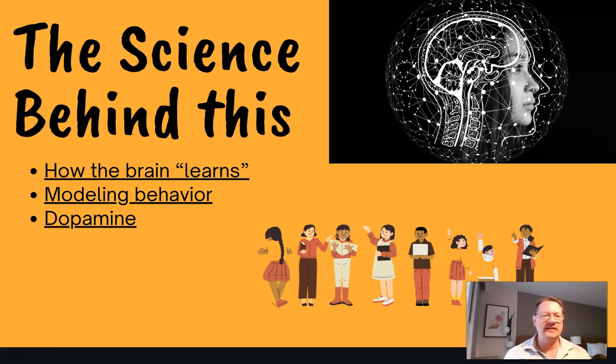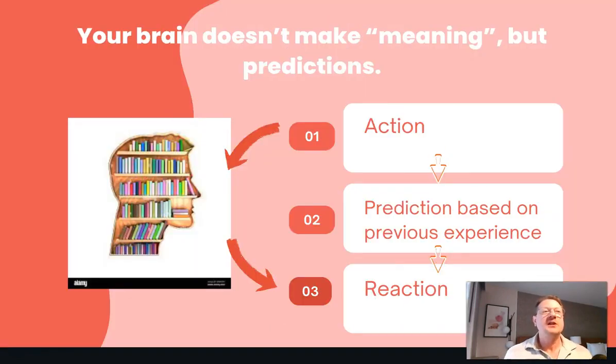Okay, if you haven't seen my previous video on how the brain really learns, it's linked to this slideshow. Please watch that. It'll give you complete, in detail, how the brain really learns. We're going to talk about modeling behavior and the importance of that. If you haven't seen my video on creating an effective classroom environment, please watch that first. It'll completely explain the importance of modeling behavior. And of course, we're going to talk about dopamine. And if you haven't seen my video on the importance of dopamine in the classroom, please watch that video as well.